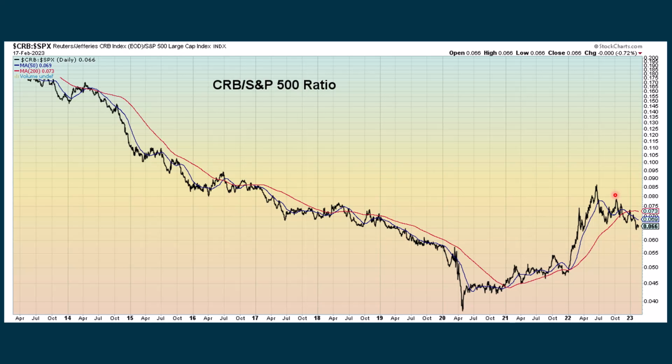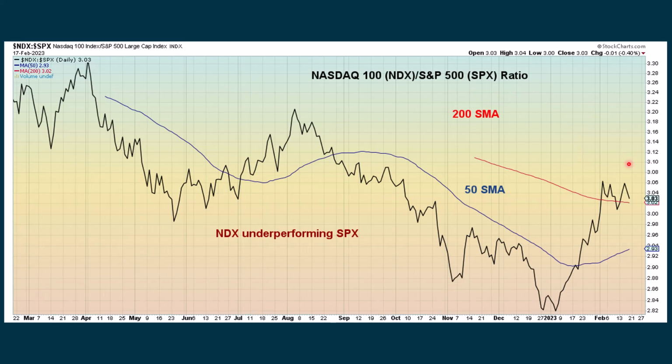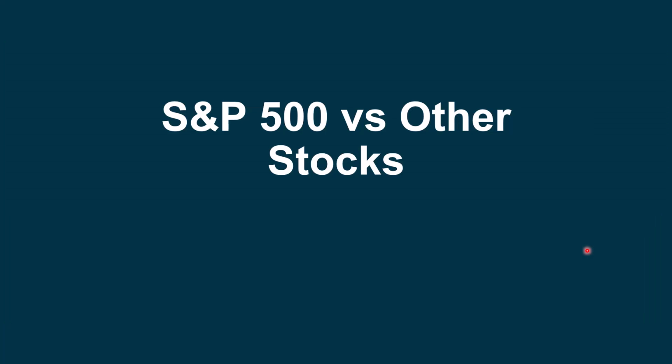Looking at some different indexes, the CRB, which measures inflation, against the S&P 500: the CRB had really outperformed in 2022, but now we're seeing a death cross with this ratio, and now the S&P is beginning to outperform, which is what we see in this next chart. NASDAQ 100 compared to the S&P 500 shows that the NASDAQ 100, which is where a lot of growth stocks are located, continues to underperform the S&P.